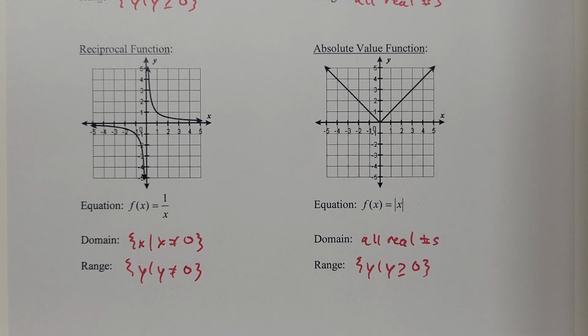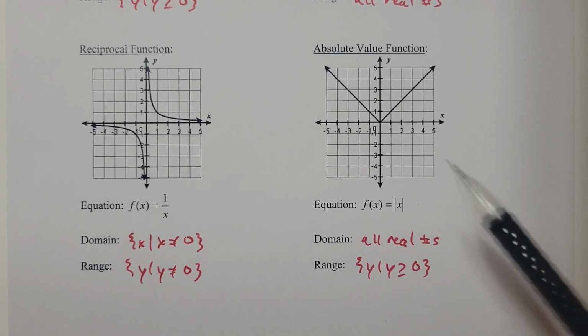Here's the next curve, the reciprocal function. Okay, the reciprocal function has the equation f of x equals 1 over x. We're going to do some things with the reciprocal function in chapter 3 once we get there.